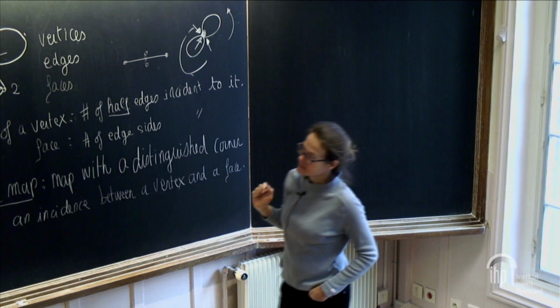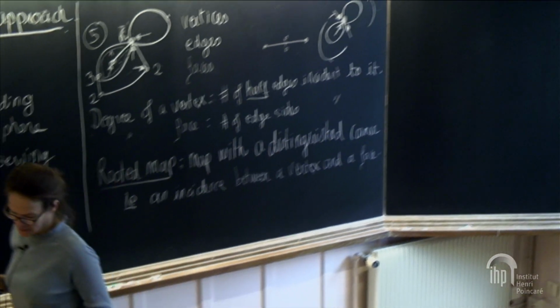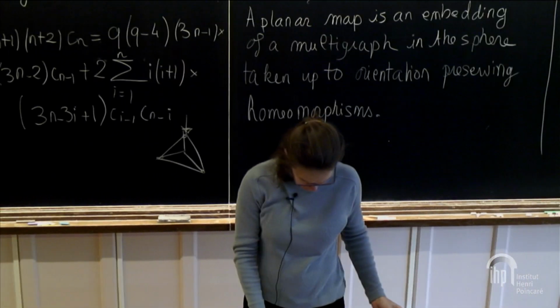Okay, so now we've killed automorphisms, and probably the last thing I want to define is the dual of a map.